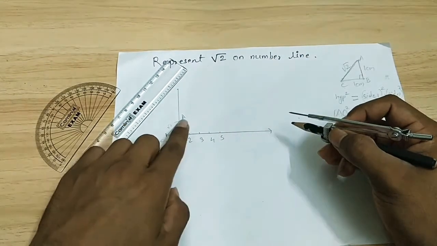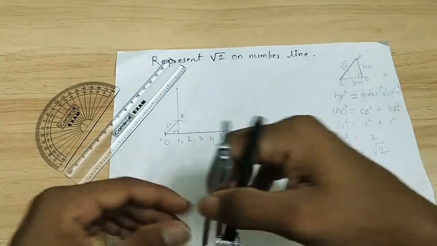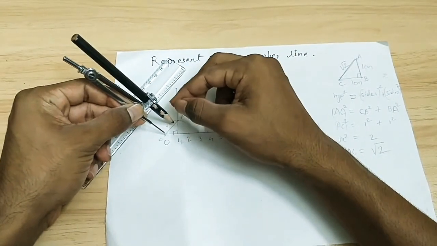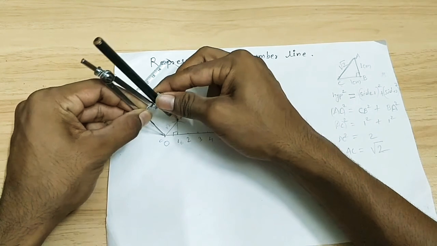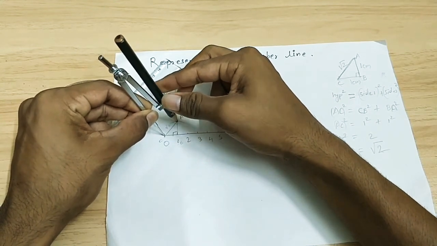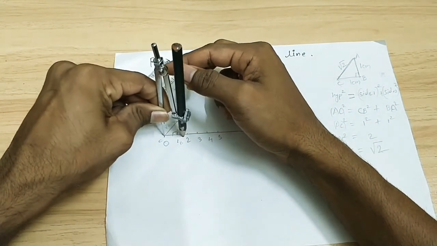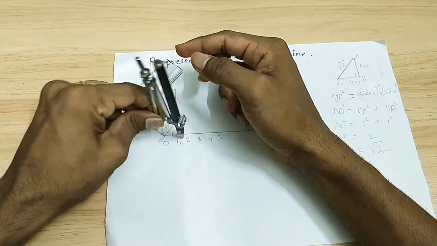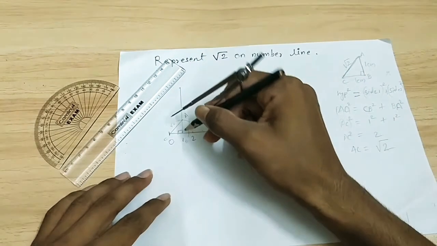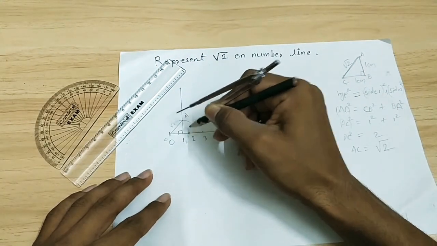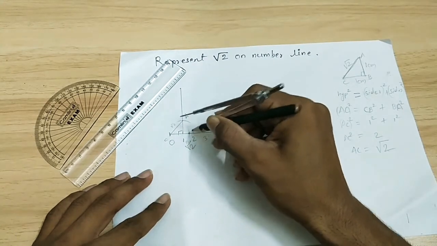Now I want to represent this root 2 on this number line. So what I'm going to do is I'm going to keep my compass over here on 0. I'll take this line up till here, till point A, and I'm going to mark it on my number line. So this point which I have drawn over here is my point root 2.